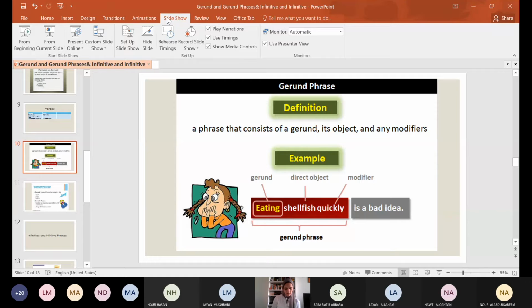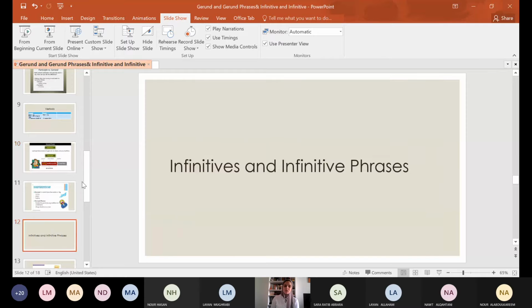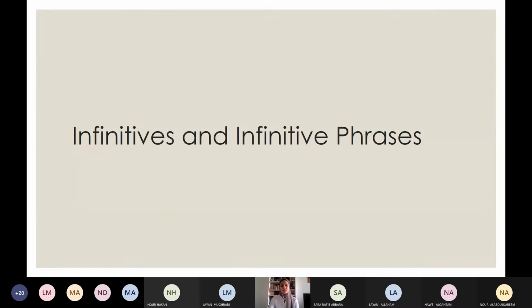Okay. It took a verb. So when it takes a verb, it's a subject. Here, infinitive and infinitive phrases.